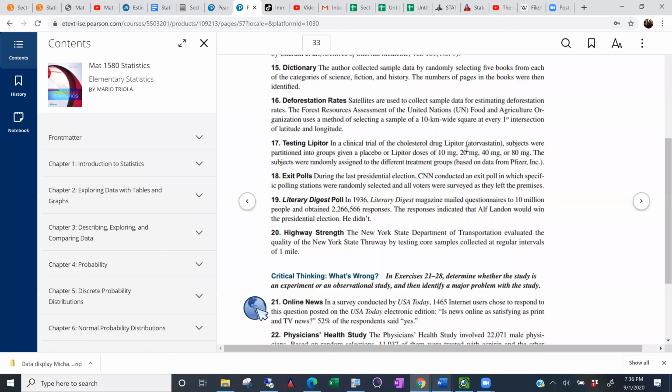Absolutely, systematic. And one last one, problem number 20. The New York State Department of Transportation evaluated the quality of the New York State Thruway by testing core samples collected at regular intervals of 1 mile. What kind of sampling is this one? Systematic. Yeah, systematic, agreed as well. All right, systematic again. Awesome. Okay, let's pause here for a moment.